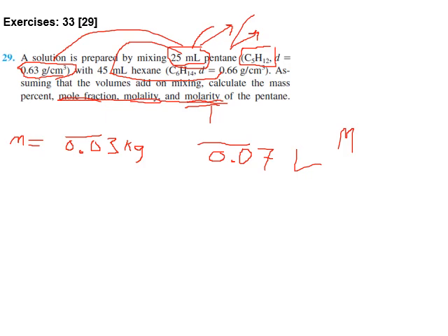And then the mass percent, you don't have to use the moles. You just take the number of grams you got initially for pentane by multiplying 25 times 0.63, and then you want to divide that by the total mass, which would be that mass plus what you got when you multiply 45 times 0.66. And then you multiply that by 100%. So that's how you get the mass percent.